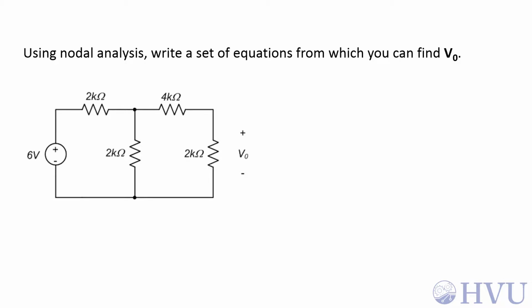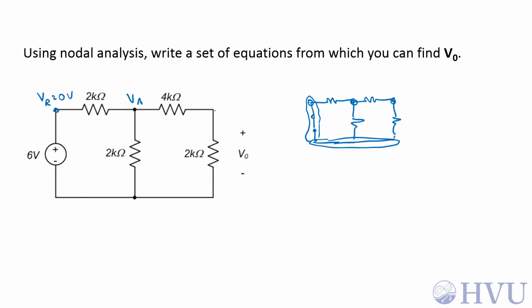My choice of reference node is arbitrary. I think I'll do this example again with this node here being 0 volts. Now, defining dependent and independent nodes. If this is 0 volts, this node is going to be dependent because there's no voltage difference in this circuit. This will be one independent voltage, and that will be another. Let me call this VA, and I'll call this VB.